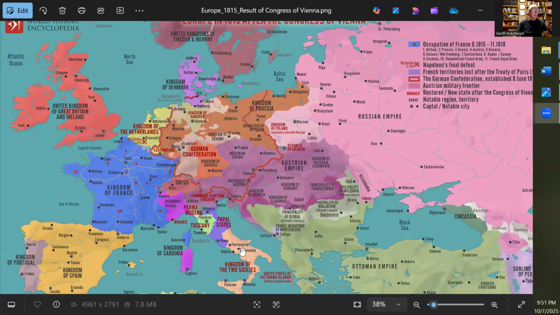Italy is not a country. It's various, as you see, various segments. It's got kingdoms up here, the Lombardy and the Veneto kingdom, the Tuscany, the Papal States, and the Kingdom of the Sicilies down here.